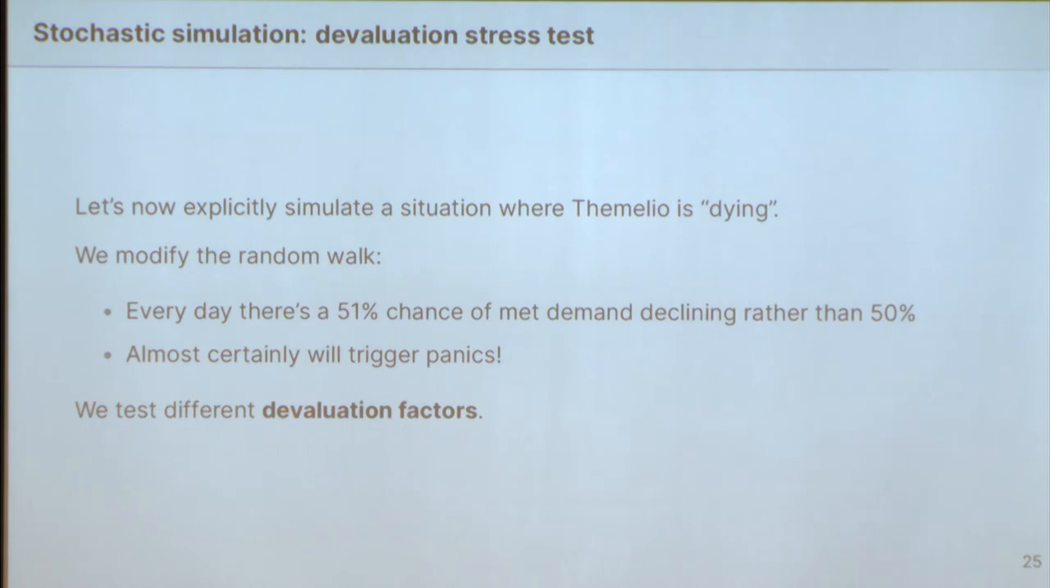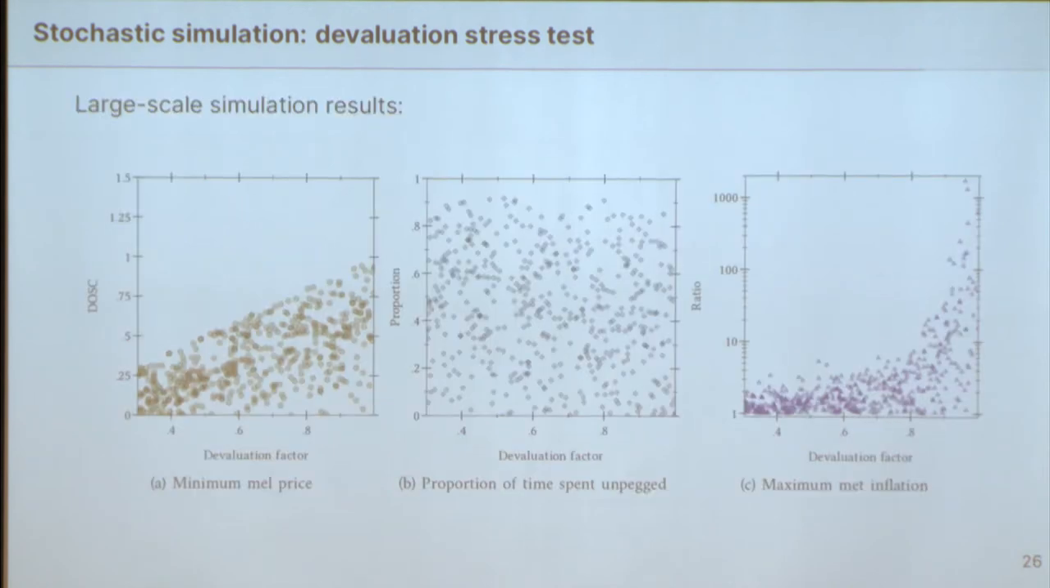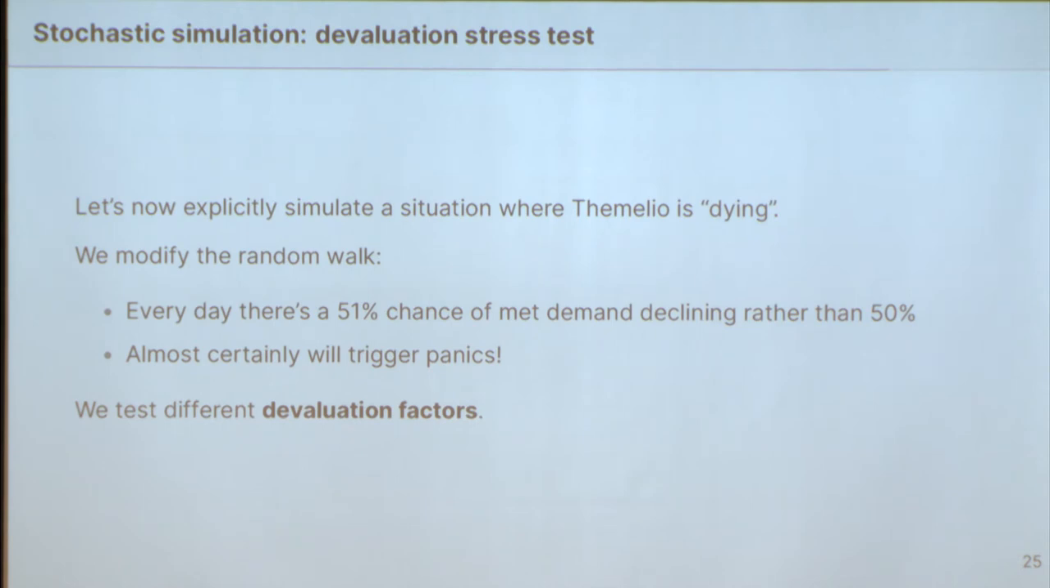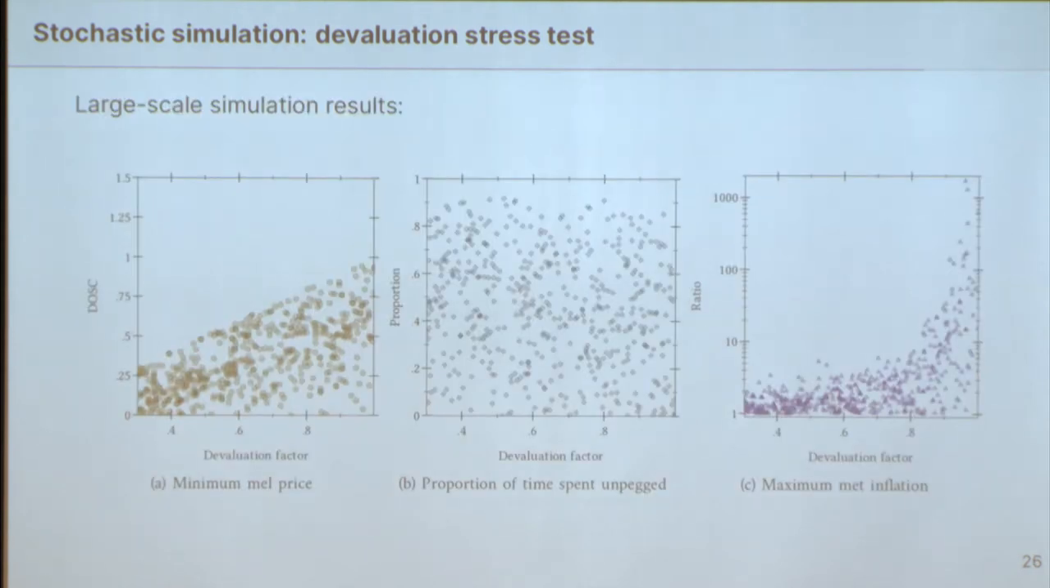We also stress test the crisis recovery by simulating a scenario where demand for the MET, so the backing equity asset, goes down dramatically. So every day, there's a higher chance it'll go down than go up. And this will trigger panic after panic because the reserve ratio is constantly deficient. And what we test here are different devaluation factors. So every time there's a panic, how much do we devalue the peg? We ran this about 500 times, and we see that the devaluation is really important. If we defend the peg at all costs, we're just going to take the whole system down. You see here that if the devaluation factor is 1, then the MET, the proof of stake equity, would inflate like 1,000 times. And that would probably, in real life, just cause the collapse of the whole system.